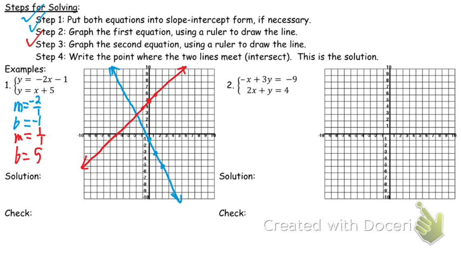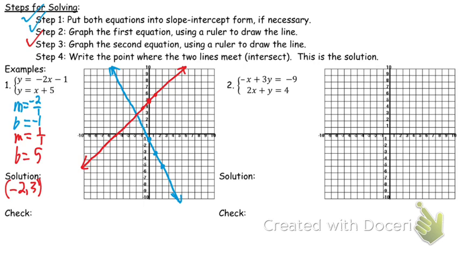So we're on to step 4. Write the point where the two lines meet, or intersect. This is the solution. So where do they meet? Negative 2, 3. Negative 2, comma 3, x, comma y, is where they meet. They meet 2 to the left, 3 up. Negative 2, 3 is where they meet.